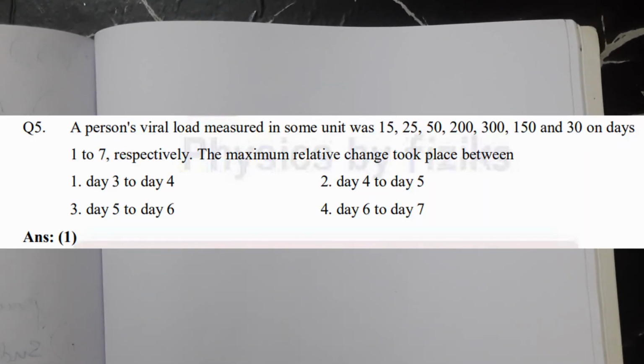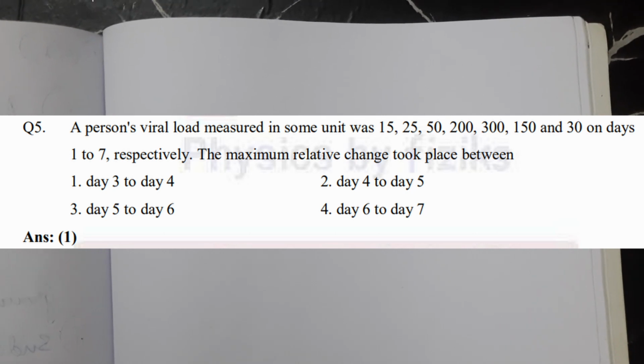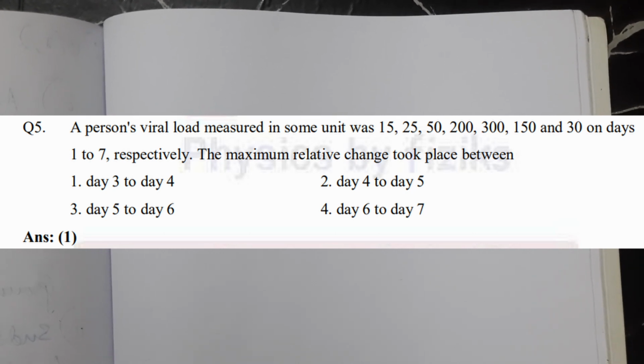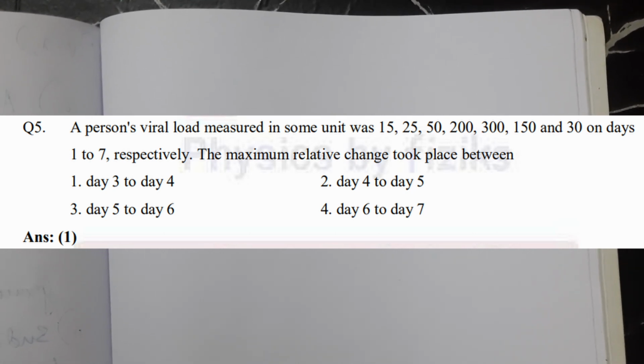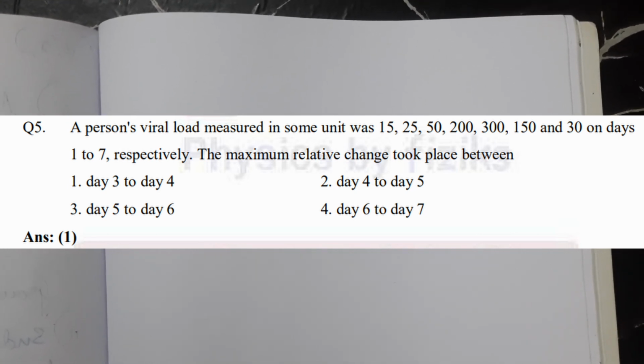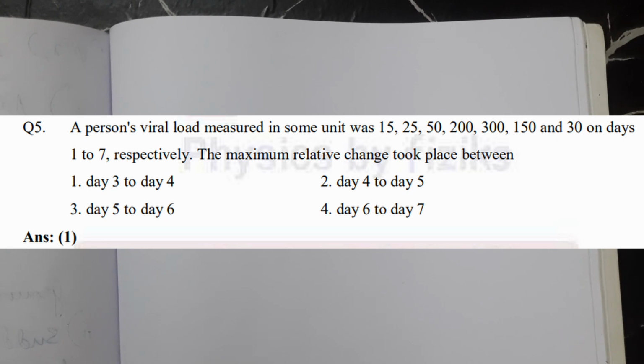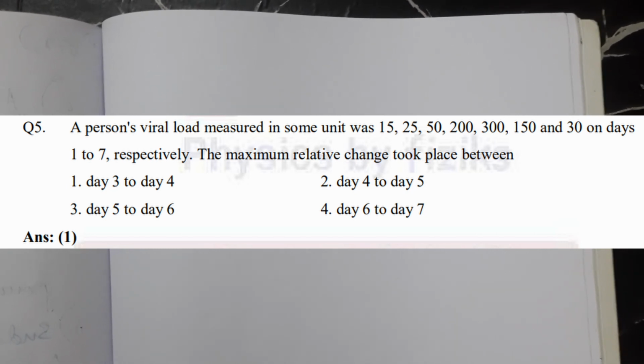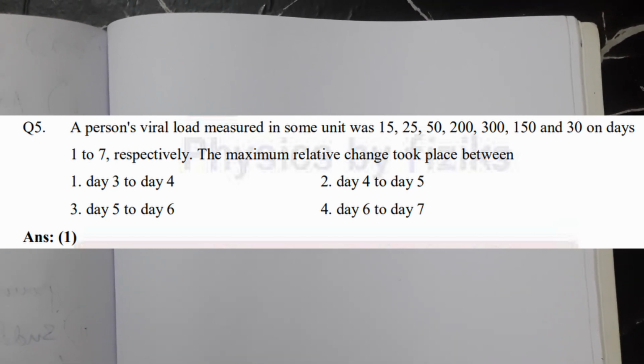Okay, so today we will continue from where we left in the last class. I hope you can see the next question on the screen. It says that a person's viral load, measured in some unit, was given on days from 1 to 7 respectively. The maximum relative change took place between. So in this question, all we need to do is to find the differences. You can see the copy, I hope.